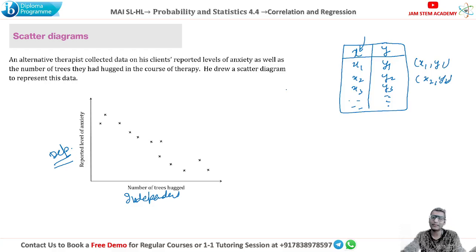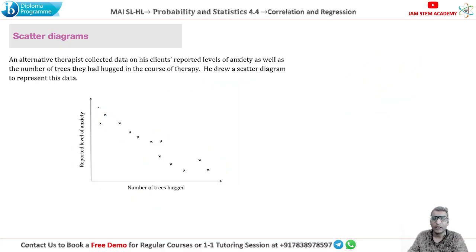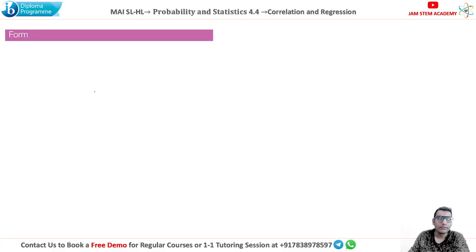For example, let's say we got something like this. This is the scatter diagram corresponding to the given data. These points represent the points generated by the given data. Now the next thing is form. We got a scatter diagram, and it can be like this.